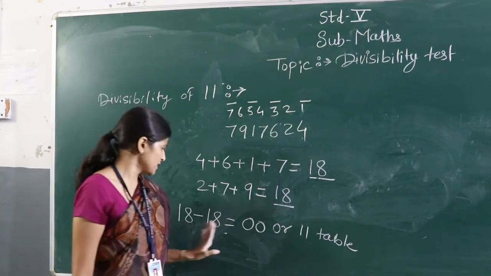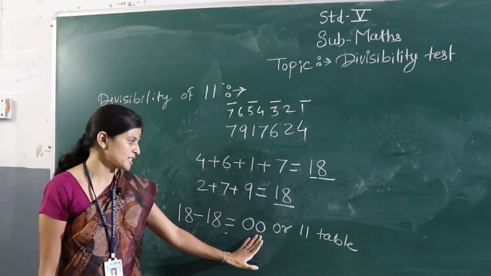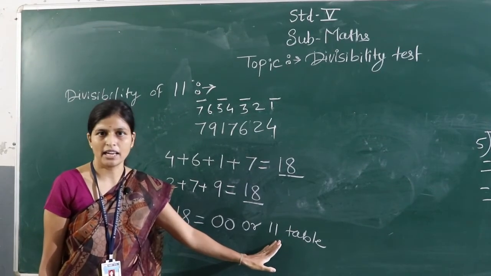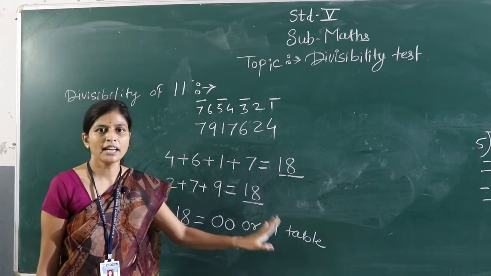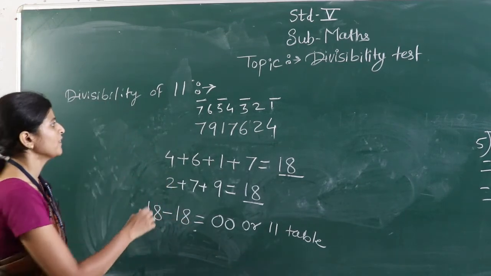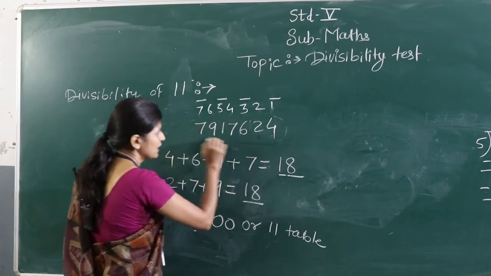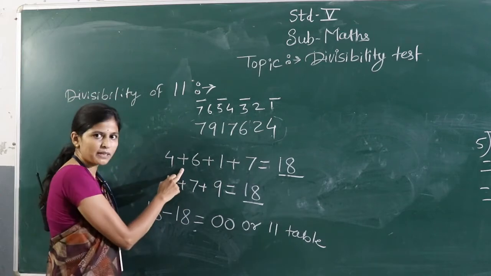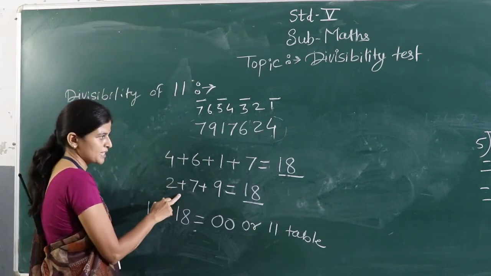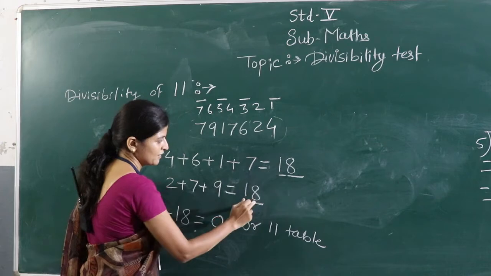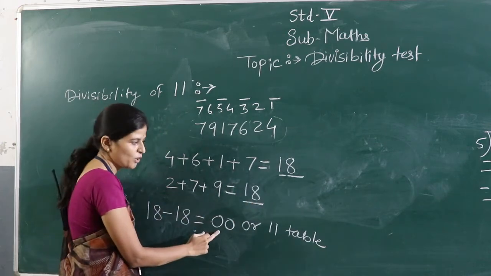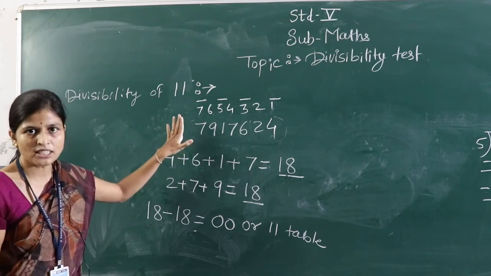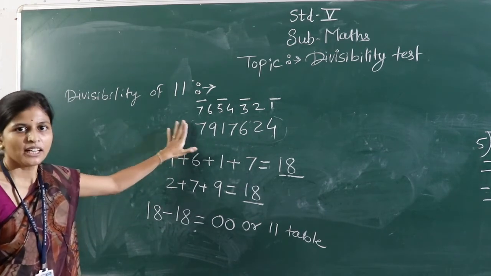Means if after subtracting the two additions the answer is 0 or in 11's table, then the number is divisible by 11, otherwise it is not divisible by 11. What is the divisibility of 11? In a given number we start numbering the digits, then we add the odd number places' digits and even number places' digits. We subtract the additions and if the answer comes 0 or in 11's table, that means the whole number is divisible by 11, otherwise not. This is the divisibility of 11.